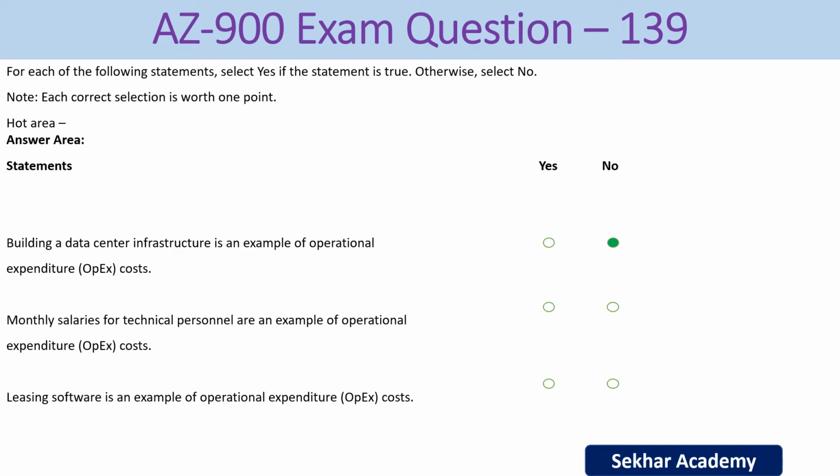Next statement: Monthly salaries for technical personnel are an example of operational expenditure cost. So here the right answer is yes. Monthly salaries for any technical personnel are definitely an operational expenditure cost, so it is not fixed. So the right answer is yes.